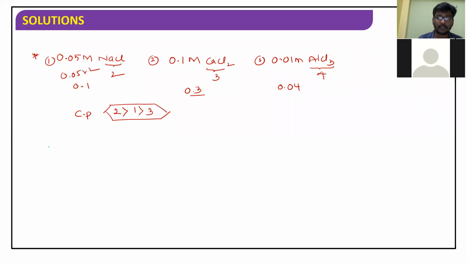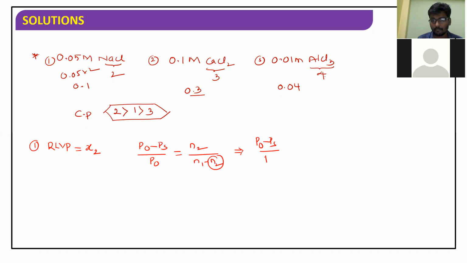You must and should remember the formulas. Are you having the idea about the formulas? First one, RLVP. RLVP is equal to the mole fraction of solute X2. This one I am writing like this: P0 minus PS by P0 is equal to N2 by N1 plus N2. For dilute solutions, I am neglecting N2 in the denominator. At that time, the formula is P0 minus PS by P0 is equal to N2 value. I am writing like this.